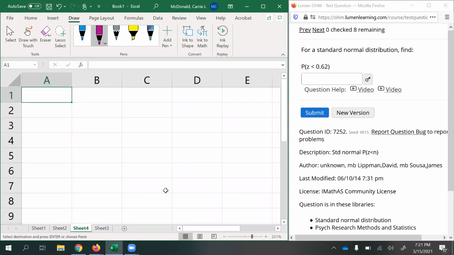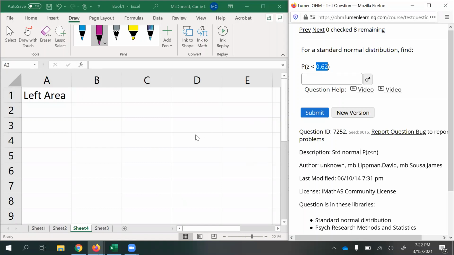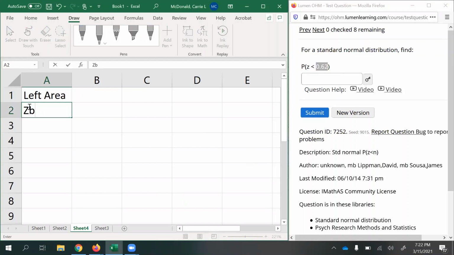For this one, it says we want the probability that z is less than 0.62. So we're looking for a left area. Remember, probability and area are the same in continuous probability distribution questions. So we know we're looking for left area, and that's because of the less than symbol here. So the value that's given here is actually a z-score that we want to see what's the probability of being less than that z-score. So the z boundary is 0.62.